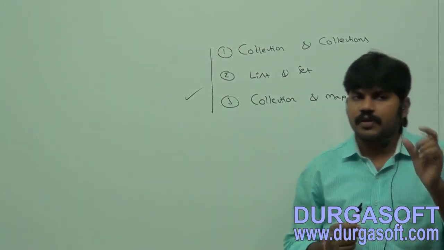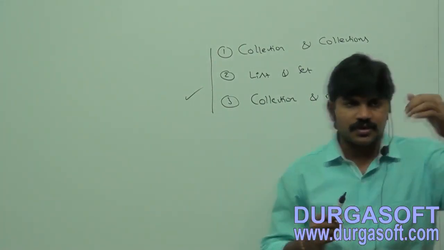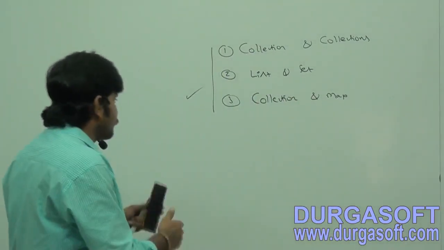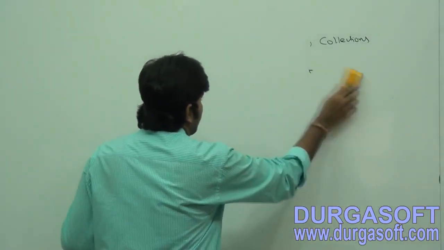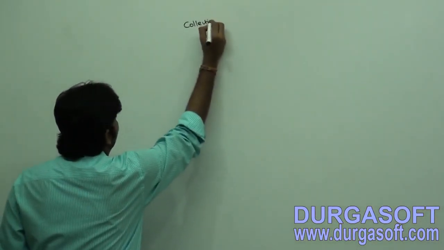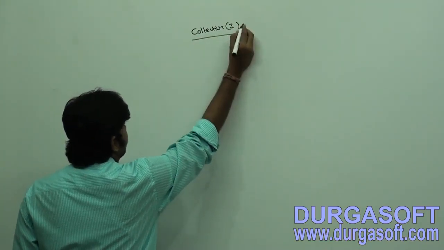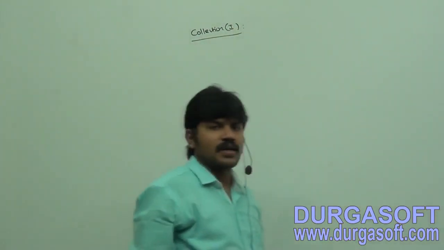Now let me start the first interface of the collection framework. What is that? Collection. Keep the subheading Collection. Sir, can you tell when we should go for the Collection interface?